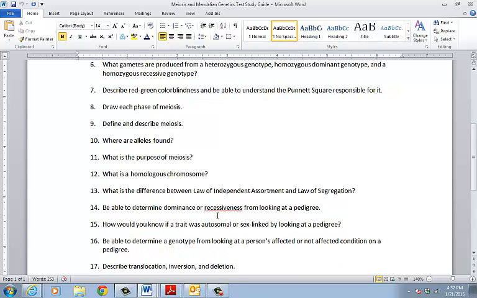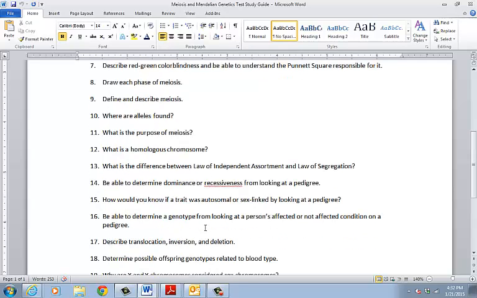Look at my timer. We did all of it. How much time? Okay, we did 14, now 15. Now we're moving on to number 6: be able to determine a genotype from looking at a person's affected or non-affected condition on a pedigree. We practiced these. I'm telling you guys, the best way to practice is to go back and find some on the internet, or use the ones that we had. Just practice them.